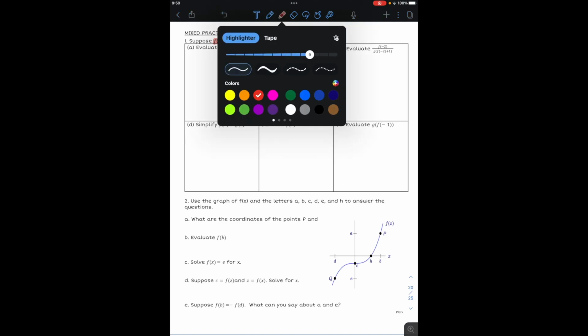All right, continuing in the packet, we are on to page 14. We got some mixed practice with a focus on evaluating functions. So we've got a function f of x is 2x plus 5, and a function g of x is x squared plus x. Okay. So when we go to evaluate, we just need to plug in.